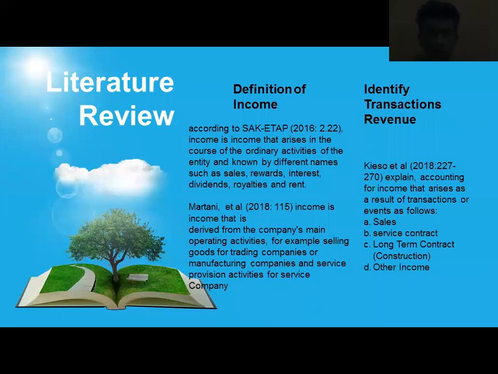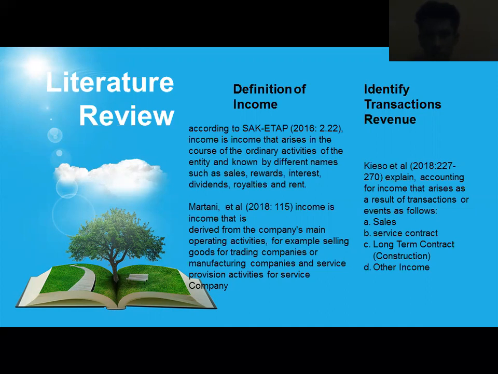Part two of the presentation, literature review. The first is the definition of income. According to SAK ETAP 2016, page 2.22, income is income that arises in the course of the ordinary activities of the entity and is known by different names such as sales, rewards, interest, dividends, royalty, and rent. The Martini et al.